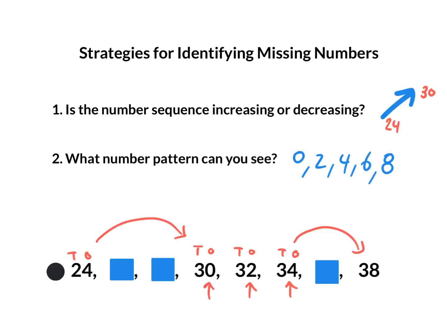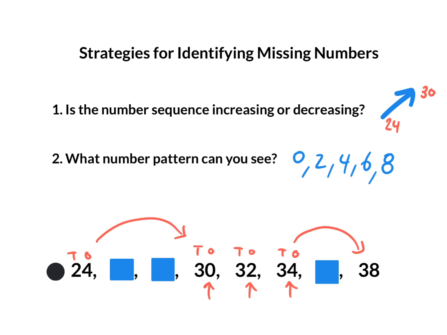Let's look at a second example. Here's a number string that has 24, and then a missing number, 30, 32, 34, a missing number, 38. How do I identify my three missing numbers? Once again, I look at my numbers around the missing numbers. I can see that from 24 to 30 the numbers are increasing. 30, 32, 34, my numbers are increasing. My string is increasing from 24 to 38.